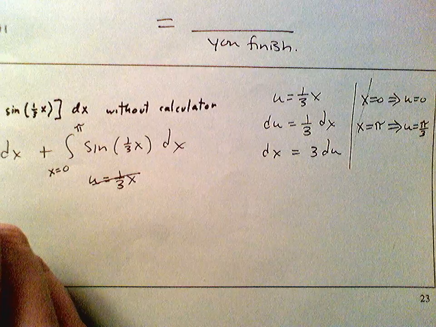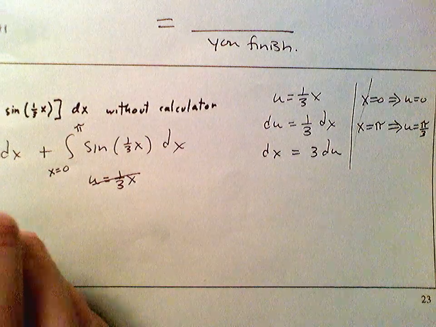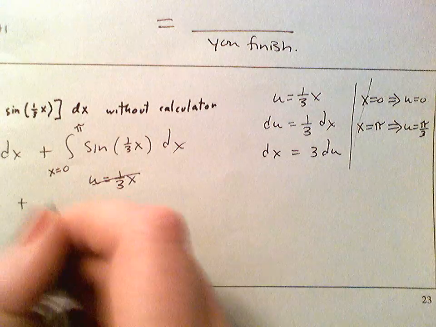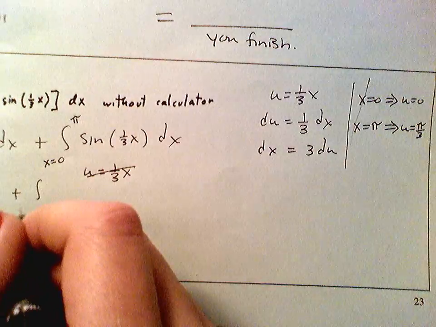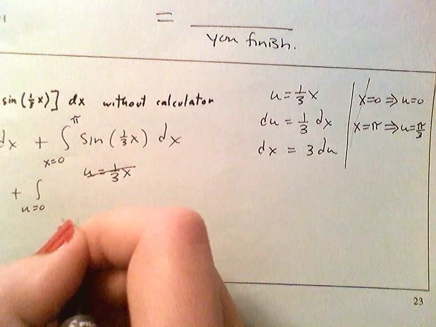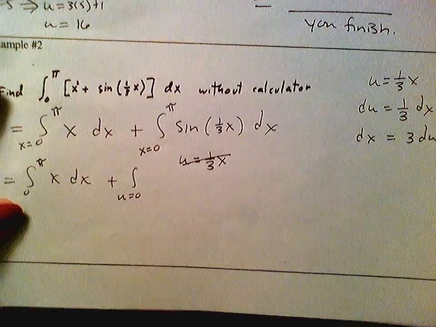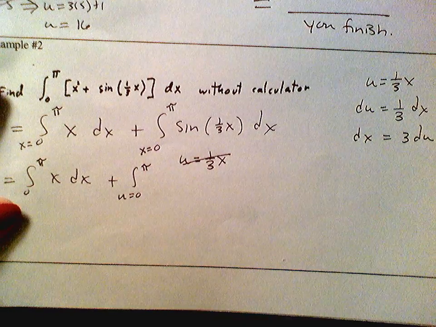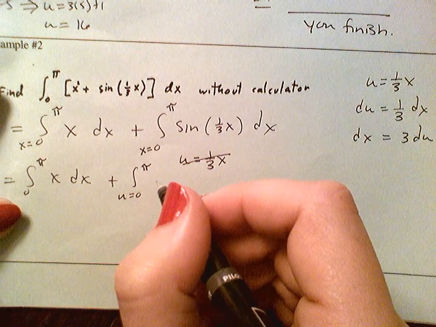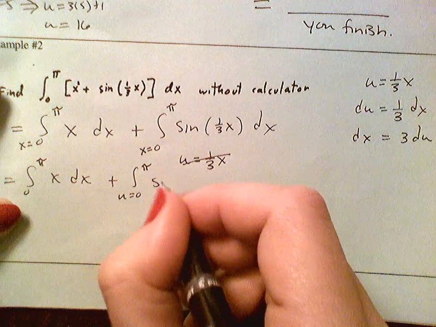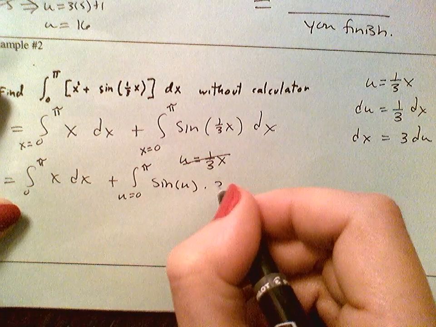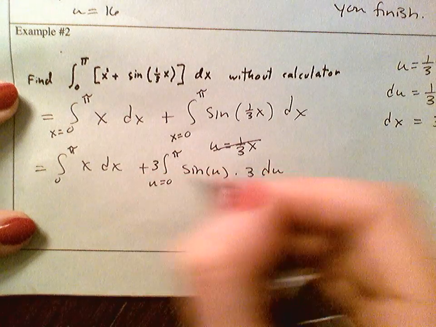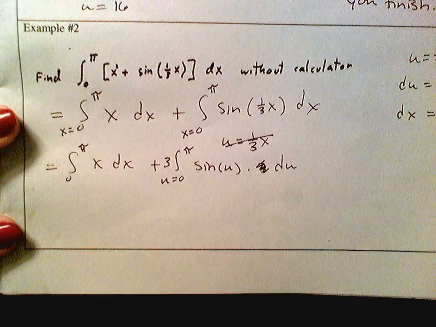So this is equal to the integral, plus the integral, but if you change the limits, you definitely should tell your reader. Now these are u's. From u equals 0, whoopsie, you couldn't see what I did there. I just brought that down. From u equals 0 to pi, and then this is going to be sine of u times 3 du. And it's not a bad idea to just bring that 3 out front.